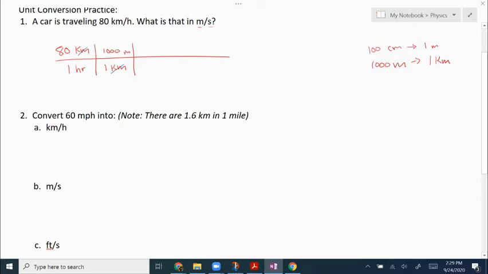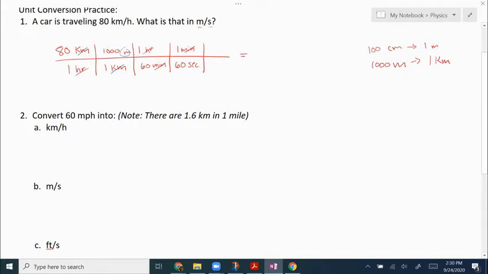Right now we've got meters on the top, so that's good, that's what we want. The next thing we need to do is change our hours into minutes. So 1 hour is equal to 60 minutes. I put the 1 hour on the top because I need the hours to cancel. I put the minutes on the bottom, and then 1 minute is equal to 60 seconds. I do that because I need the minutes to cancel. So each column is a conversion rate that you know.